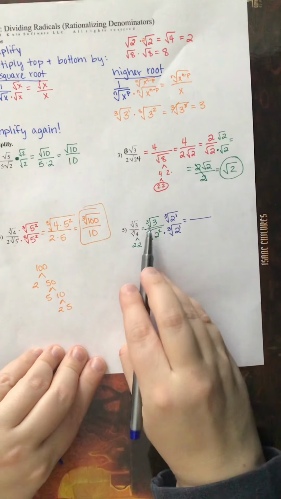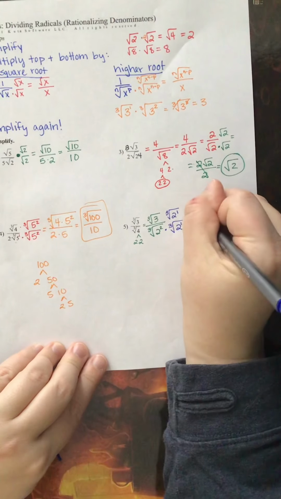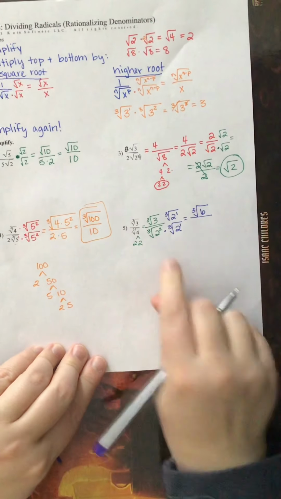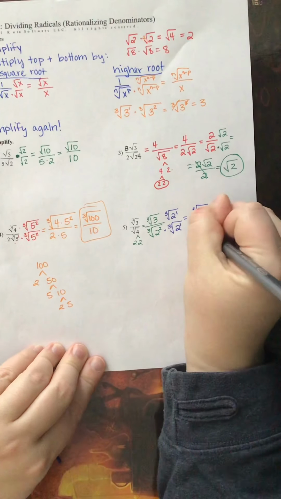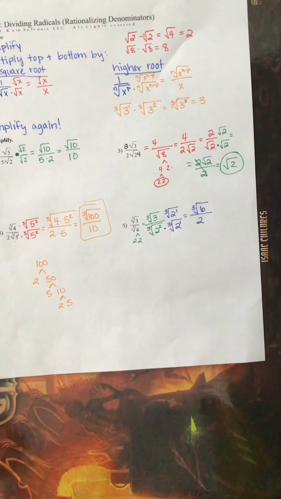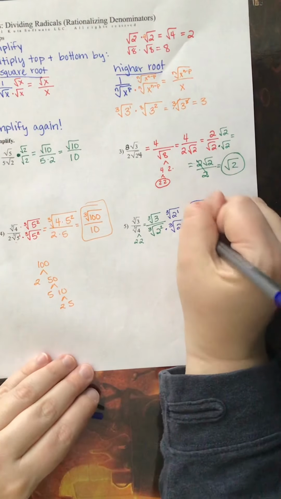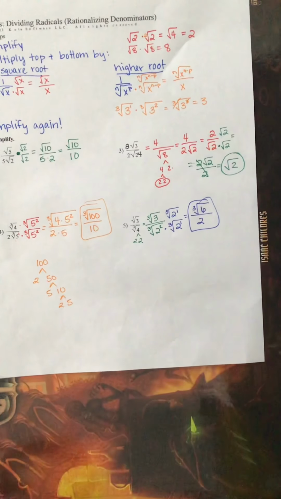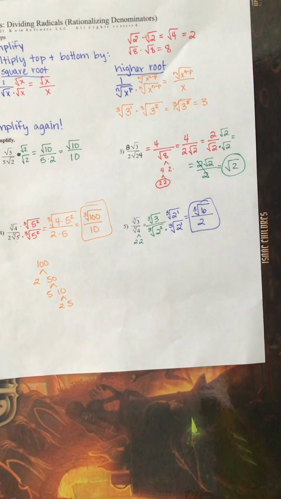On top, I just do 3 times 2. So the third root of 6. And on the bottom, I just get 2, because that's what I wanted to happen. I can't simplify that because the 2 is not underneath the radical, so I cannot divide those. That is my final answer.